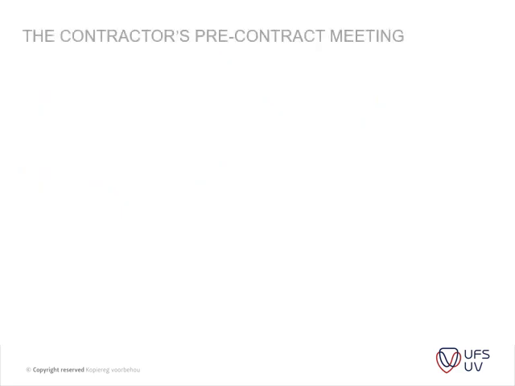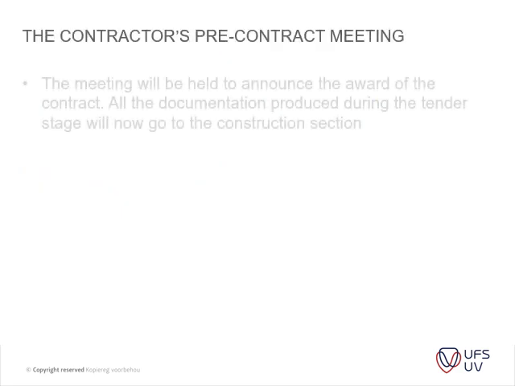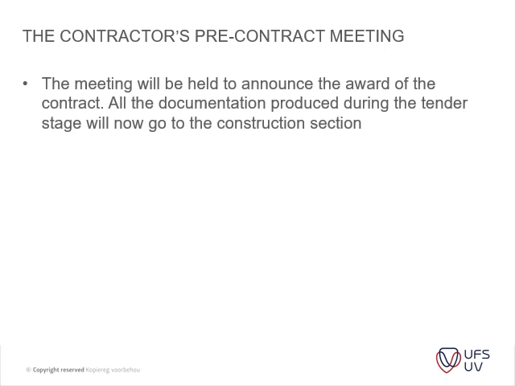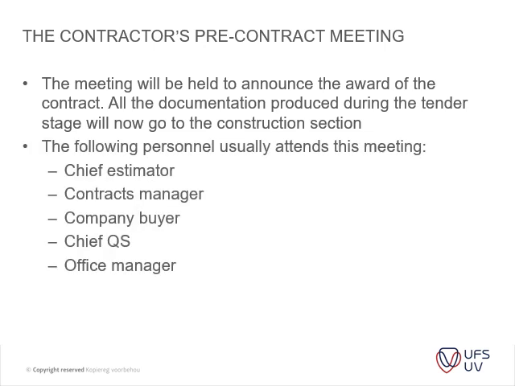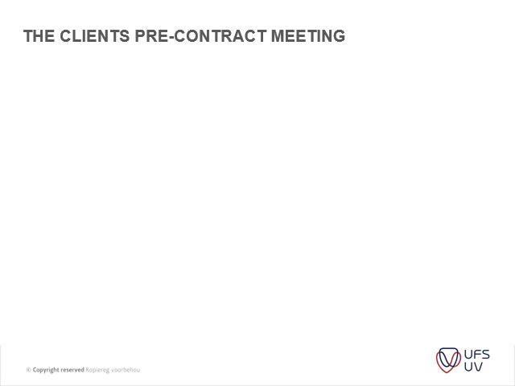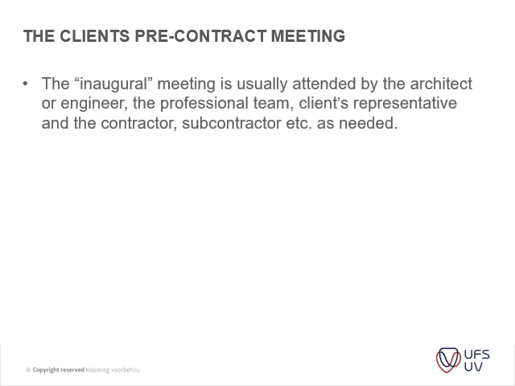Okay, then we get to the contractor pre-contract meeting. Usually there's a bit of an announcement and a big do within the construction company if it's a big thing that they've won the tender. And then the following personnel usually attend an actual planning meeting: the chief estimator, the contract manager, accompanied by a chief QS and the office manager. There's a certain amount of handover from the tender process, or the people involved in the tender process, to the actual guys implementing the contract.